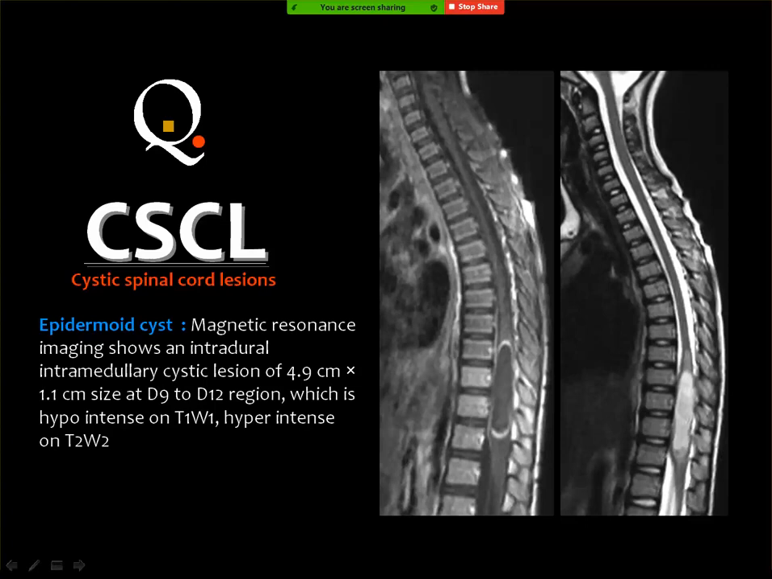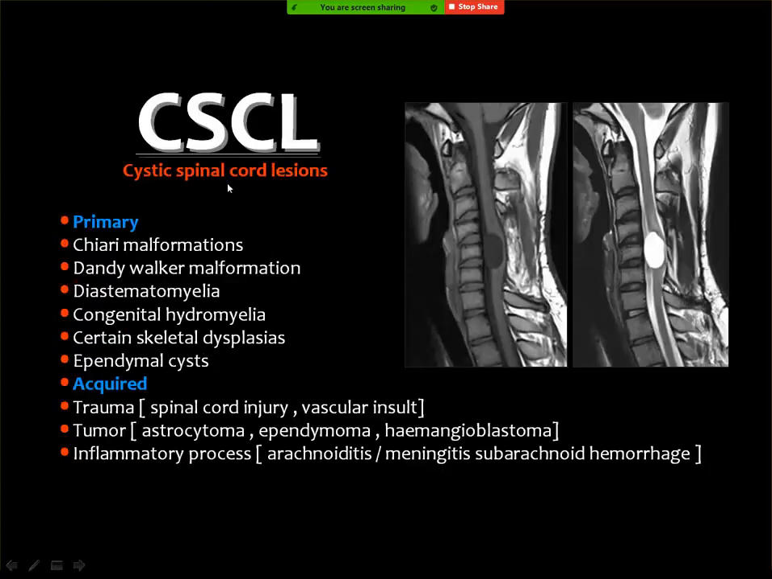Let us look at the differential diagnosis. These are the intramedullary cystic lesions. Number one, Chiari malformation, then the Dandy-Walker, diastematomyelia, congenital hydromyelia, skeletal dysplasia, and the ependymal cyst. Ependymal cyst is like the simple cyst anywhere in the body. If it occurs in the brain, it is known as neuroglial cyst. If it occurs in the spinal cord, it is known as ependymal cyst.